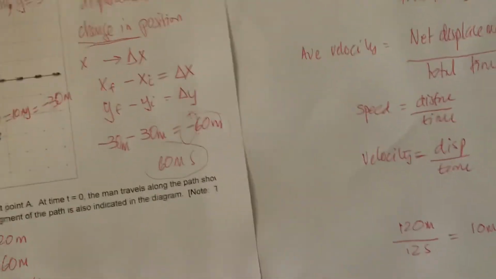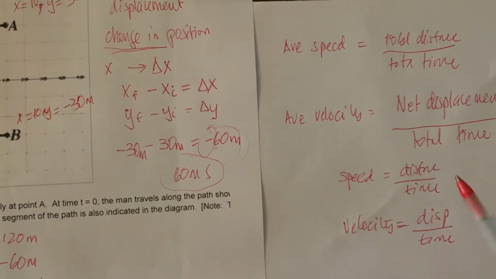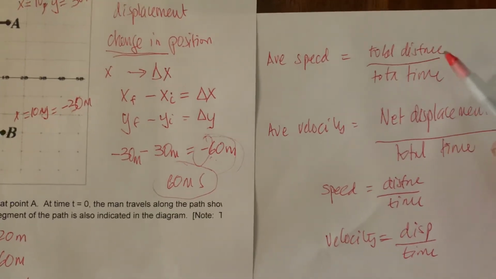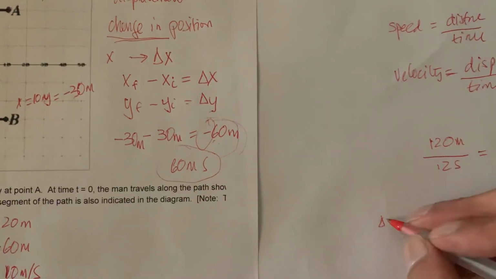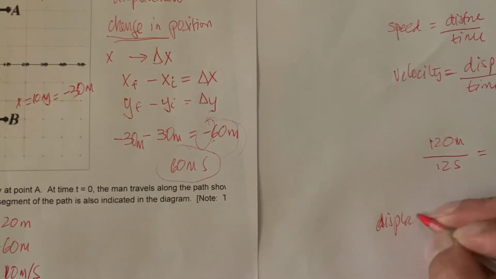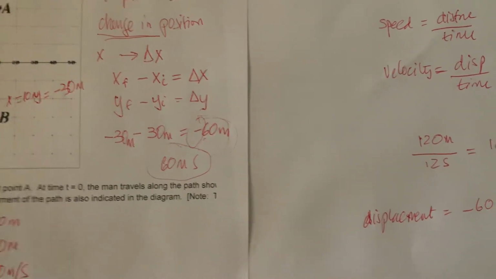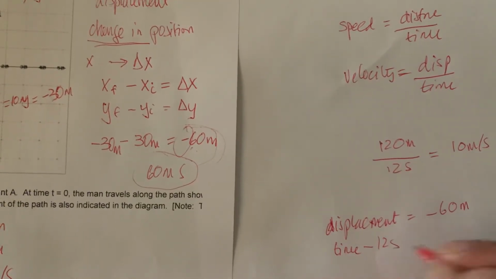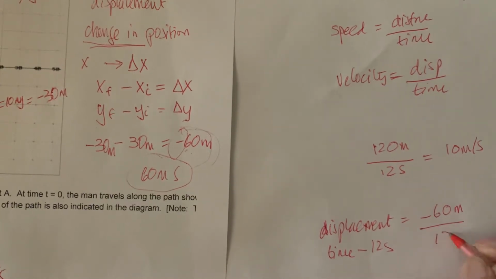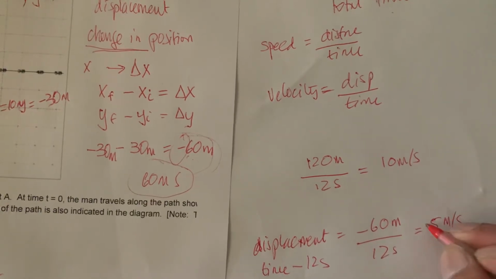Now remember, average velocity is total net displacement over total time. So we already found our net displacement, or our displacement was negative 60 meters, right? And our time is still the same, 12 seconds. So negative 60 meters divided by 12 seconds gives me negative 5 meters per second.